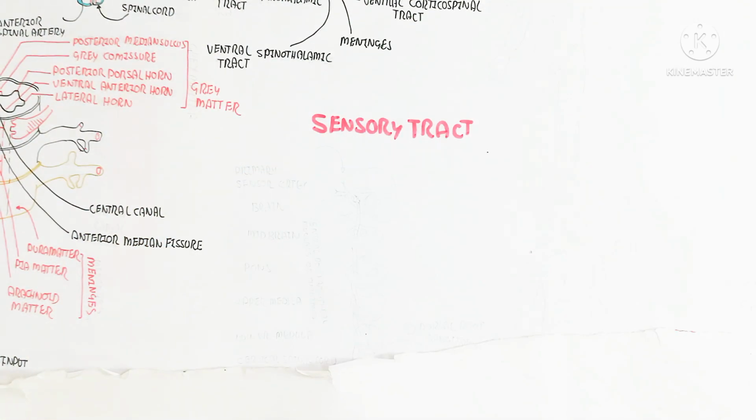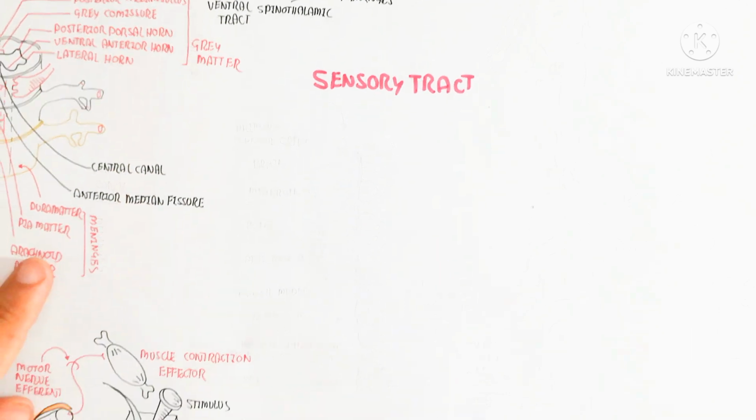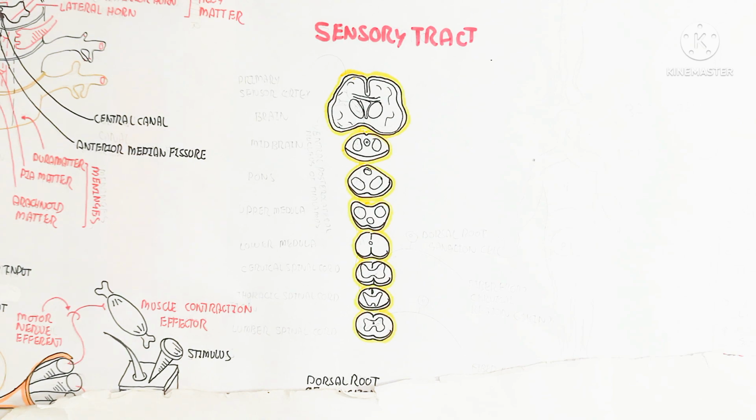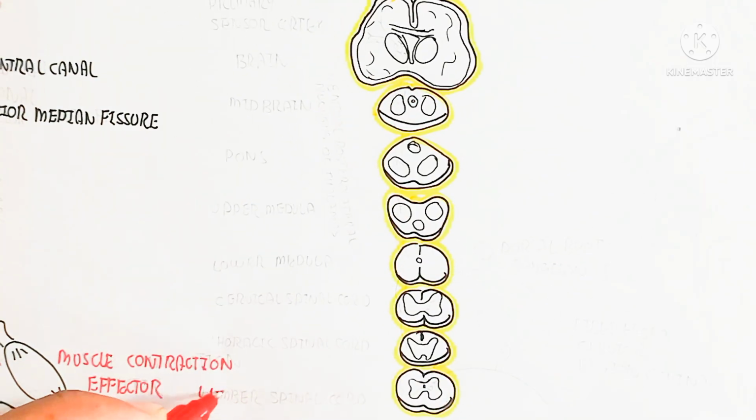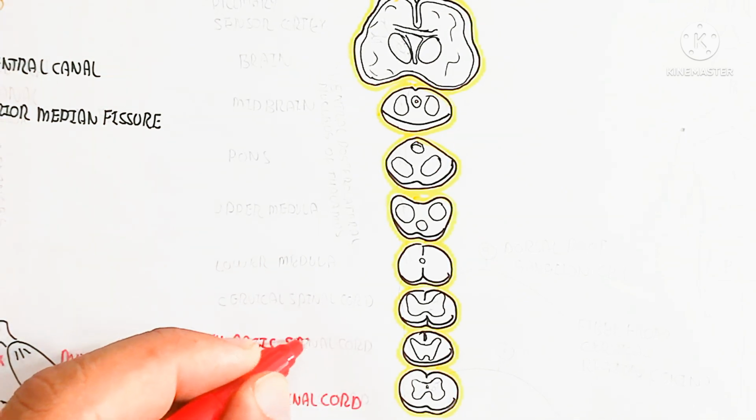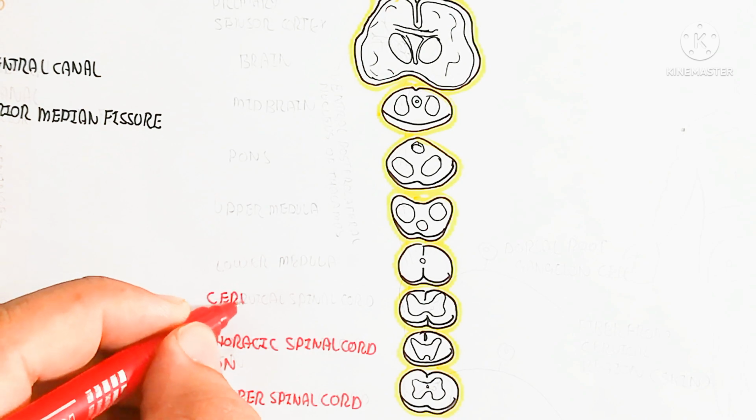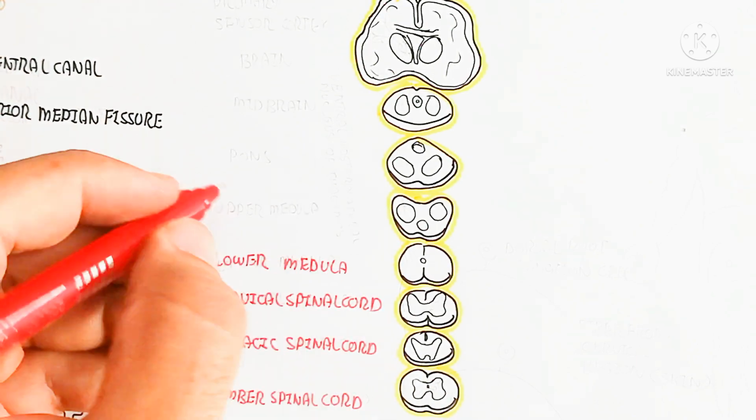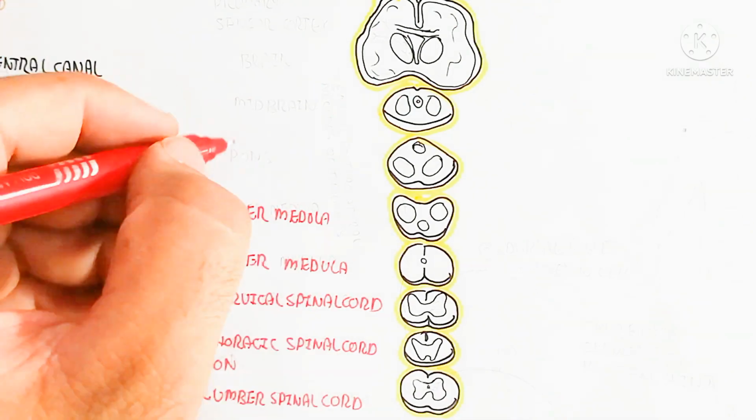So let's begin to understand, via a cross section of the central nervous system, the sensory tract we will discuss now. This sensory tract contains the lumbar spinal cord, thoracic spinal cord, cervical spinal cord, the lower medulla, upper medulla, pons, midbrain, and brain. And this brain contains the primary sensory cortex, respectively.